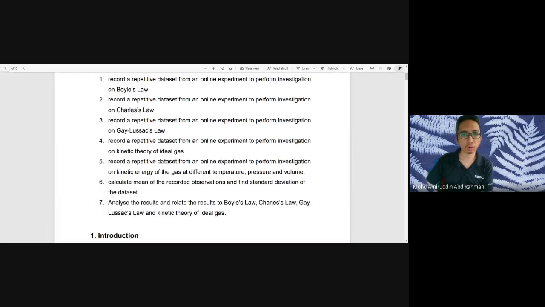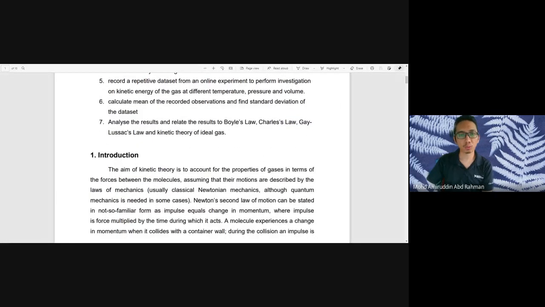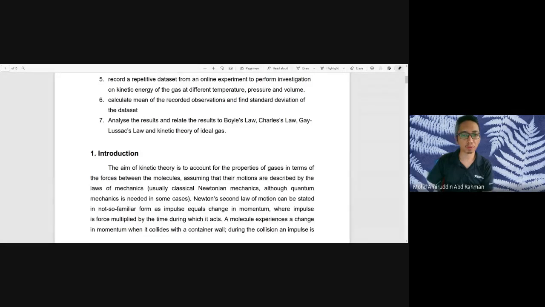We're also going to calculate the mean of the recorded observations and find the standard deviation of the set, analyze the results, and relate them to Boyle's law, Charles' law, Gay-Lussac's law, and the kinetic theory of ideal gases. Today's experiment will be a straightforward one, because you already had enough exercises in the first lab, where you learned extensively how to perform error analysis.